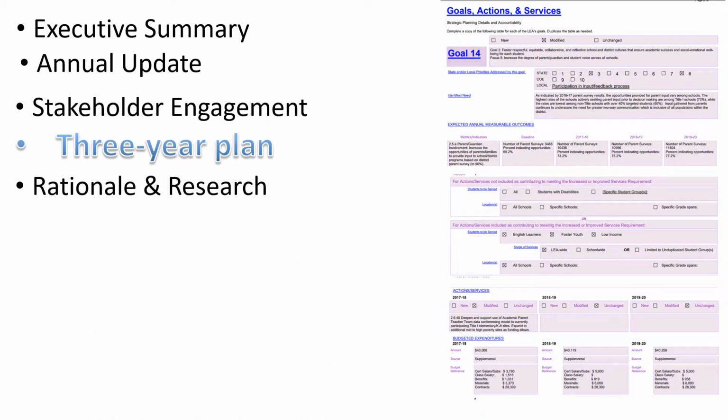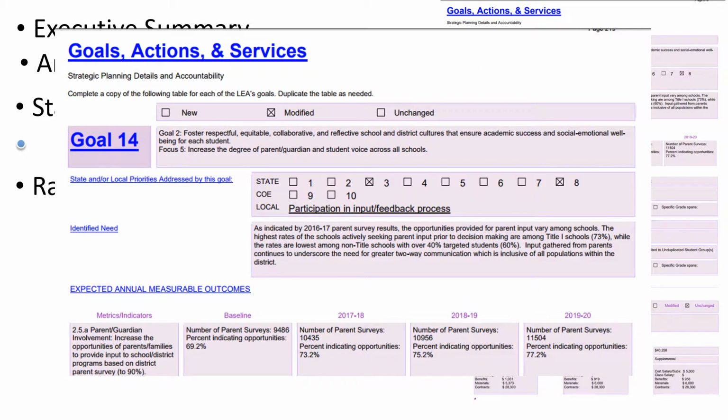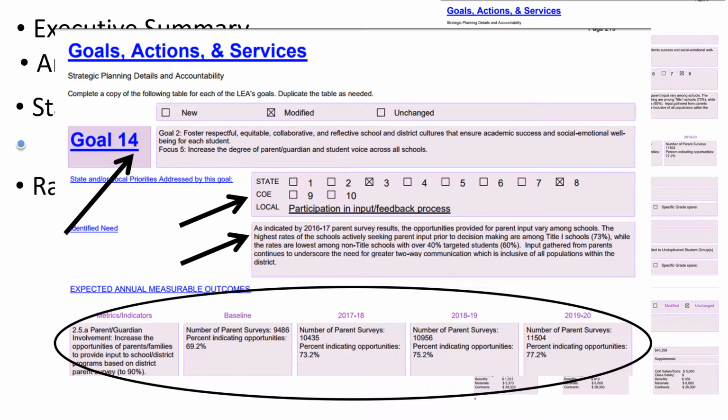The main section of the LCAP tells what the district plans to do for 3 years. It has one section for each goal a district is working on. For each goal, the state priorities are shown and a short explanation of why the goal is important is provided. Further down the page, the measurable outcomes are shown, along with the baseline data and targets for the next 3 years. These are set by the district and approved by the school board.